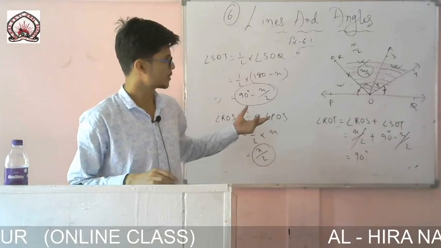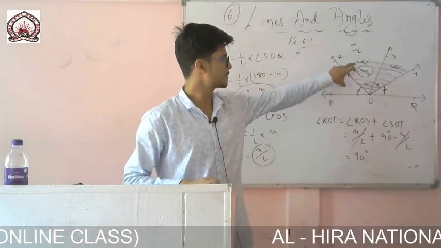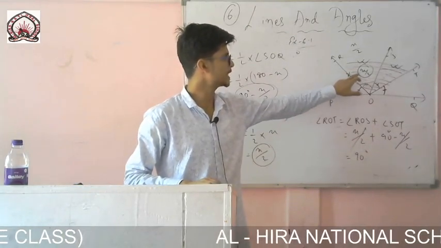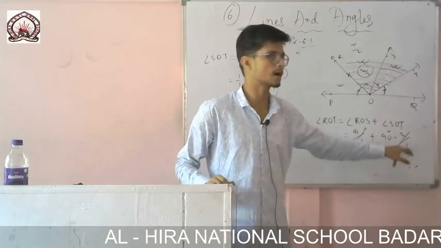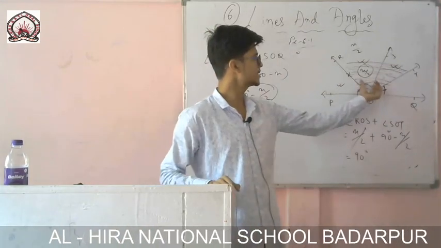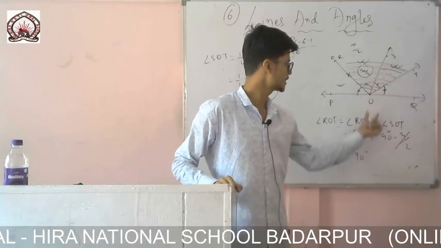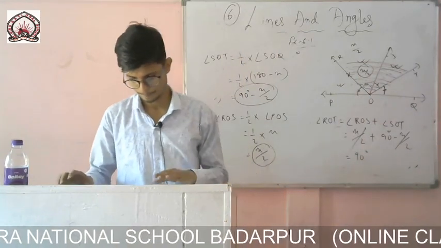So nothing, just what we have done, we have used this bisector. If this is a bisector, that means this angle will be equal to half of the whole angle. This angle will also be equal to half of the whole angle. Then I need this angle, that means this one plus that one. So I have added and I have got the answer.